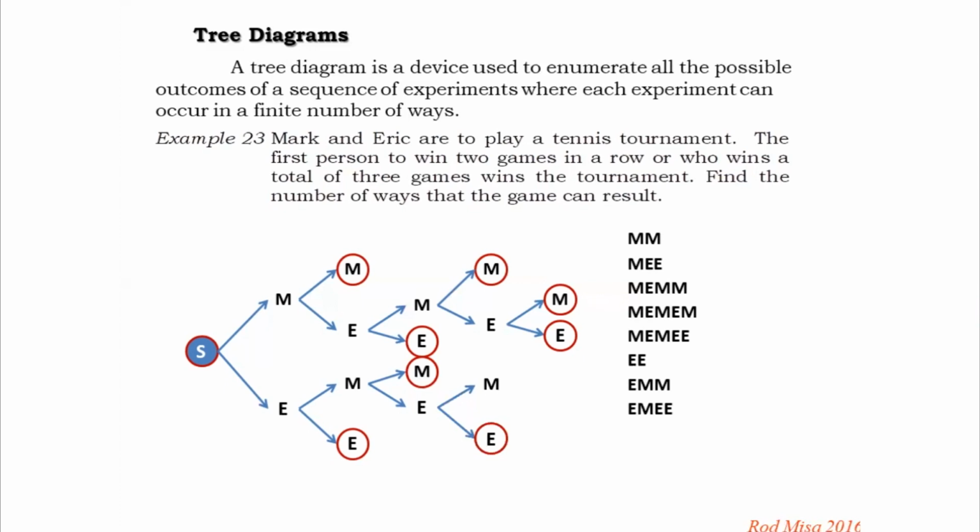But suppose it is Mark who will win the fourth game. Then we need to play the fifth game here. And the fifth game could result in 2 possible ways. It could be Mark who will win the fifth game or Eric.